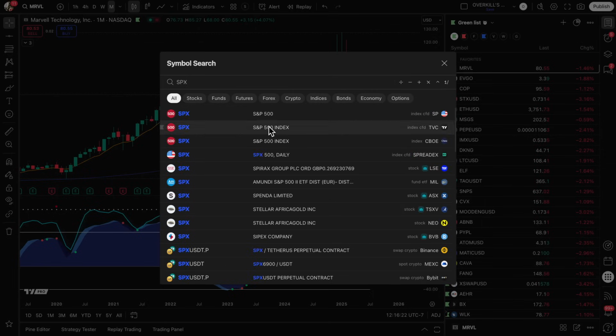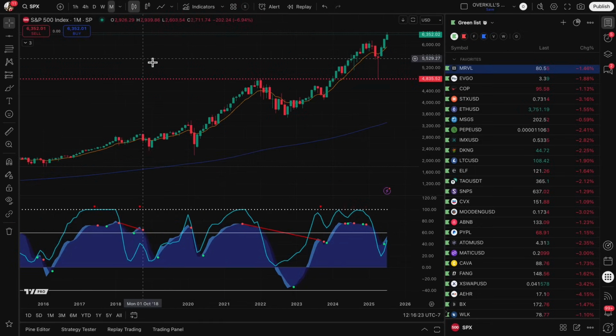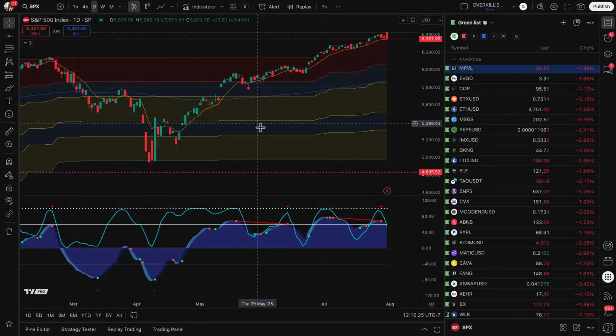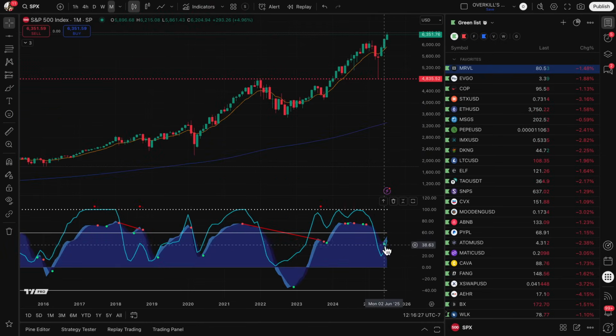SPX, it's just the SPY. So the SPY looks like it has some room to go here. I'm watching the stochastic here, but it's still green, still moving up. Stocks are still looking fantastic.